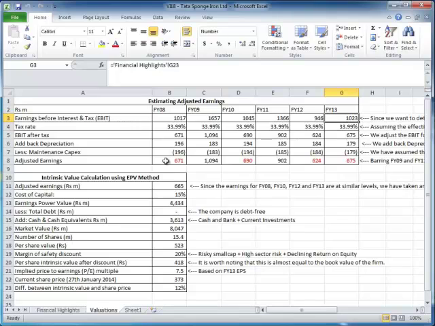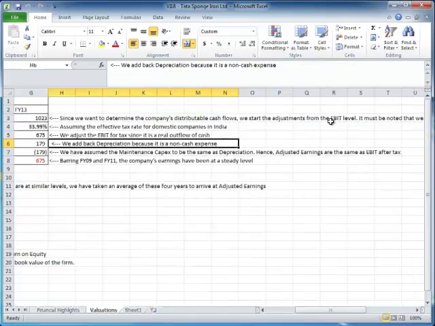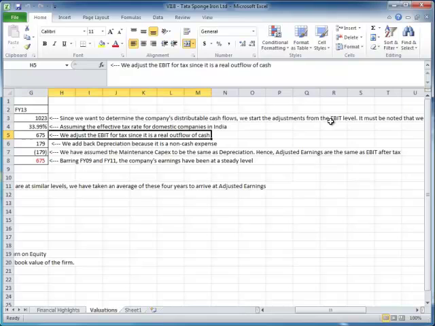So we're just taking the earnings before interest and taxes, multiplying it by 1 minus the tax rate to see what we have left. Then we add back depreciation, and then we subtract maintenance capital expenditure. We've added back depreciation because it is a non-cash expense. And earlier we adjusted the EBIT for tax since it is a real outflow of cash.